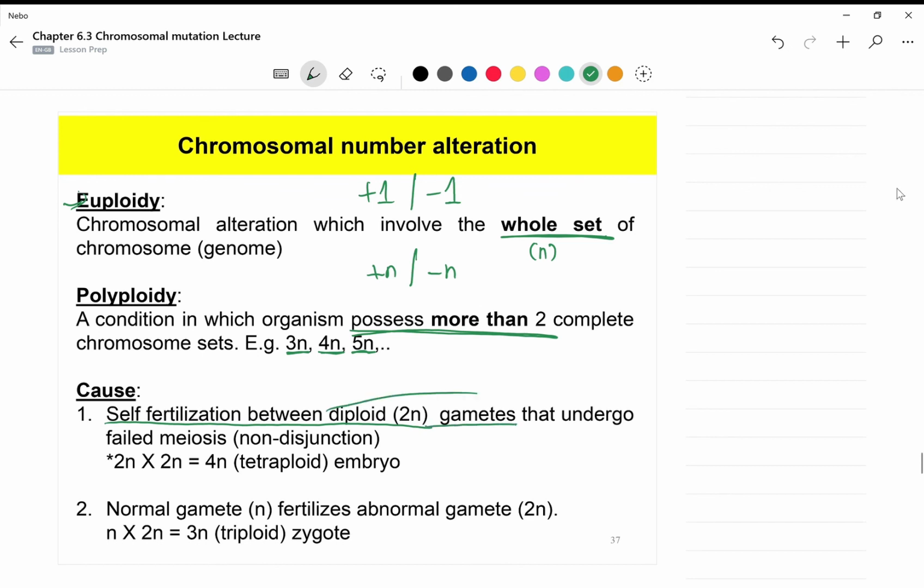So how do we get diploid gametes? Again, this is caused by non-disjunction. As we can see here, one gamete that already had non-disjunction, and so is 2n, fused with another gamete that is also 2n, so the product is an embryo that is 4n, or what we call tetraploid.